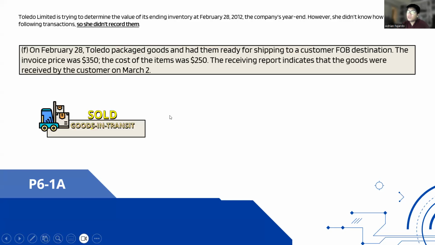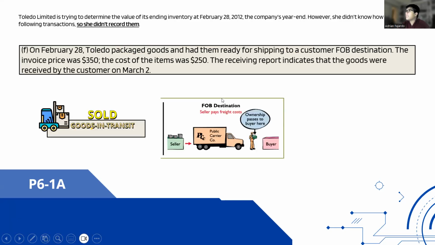These are sold goods in transit. It's FOB destination. We are the seller. At the destination point, who owns the goods? The seller owns the goods because they paid for freight. Meaning, pag natanggap lang ni buyer, doon lang magta-transfer yung ownership. Therefore, we include this scenario.